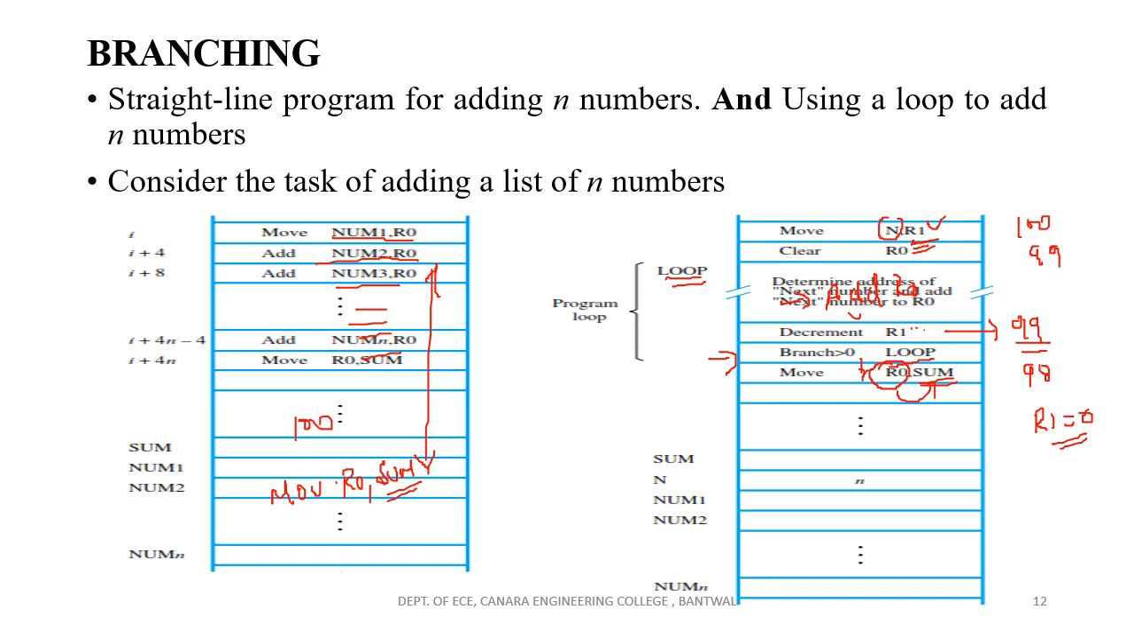See, by analyzing these two instructions, the 100 lines of code can be reduced to less than 10 lines of code using the branching instruction. This is how memory is conserved, and the complexity of the program can be reduced using the branching instructions.